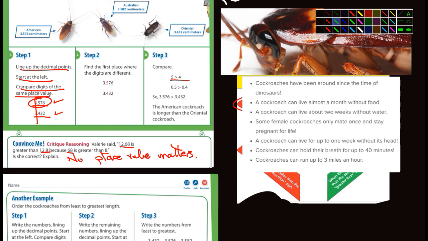But they have little portals all over their body, even in their legs, and that's where they get their oxygen from. And their nervous system throughout their body is not centered in their head, so that's why they can keep living even after you cut off their head for quite a while. Cockroaches can hold their breath for 40 minutes, and cockroaches can run up to 3 miles an hour. That's pretty fast.